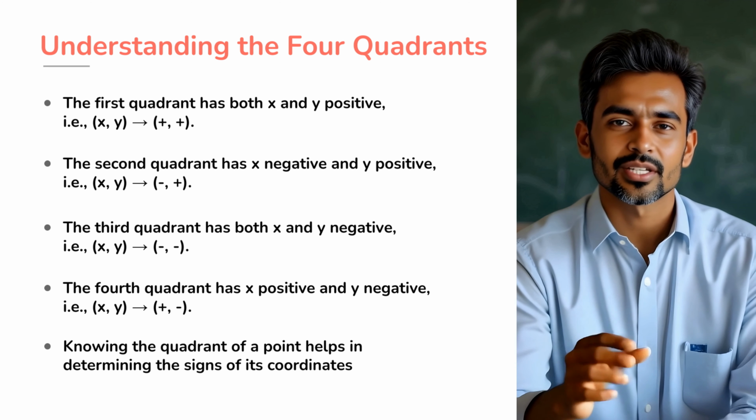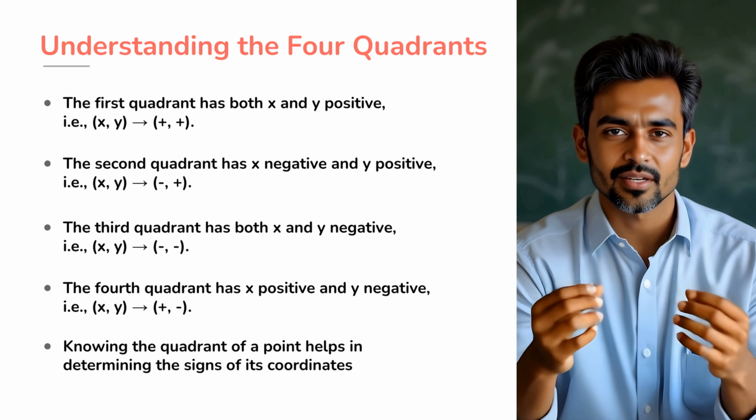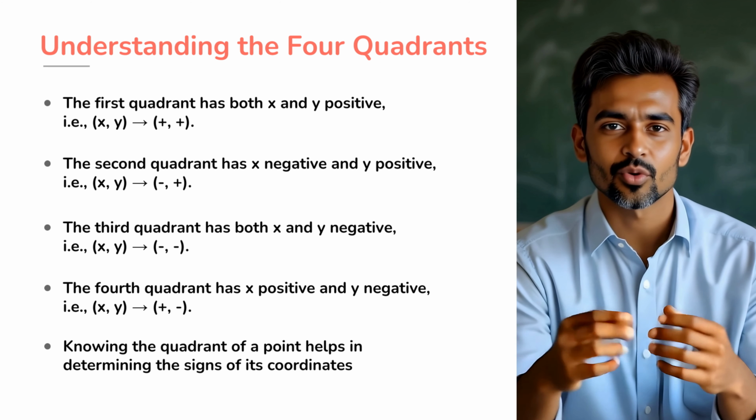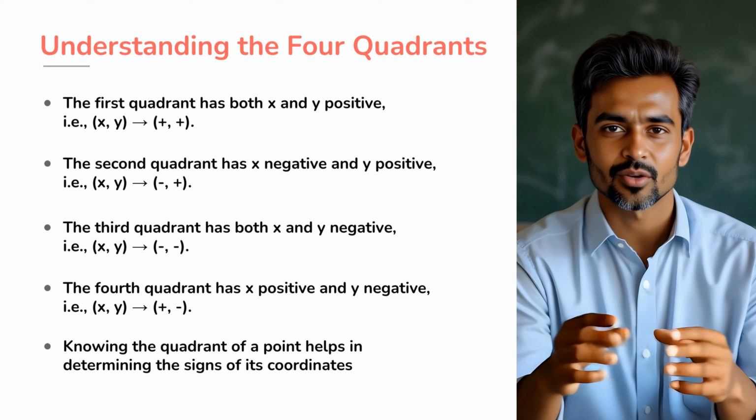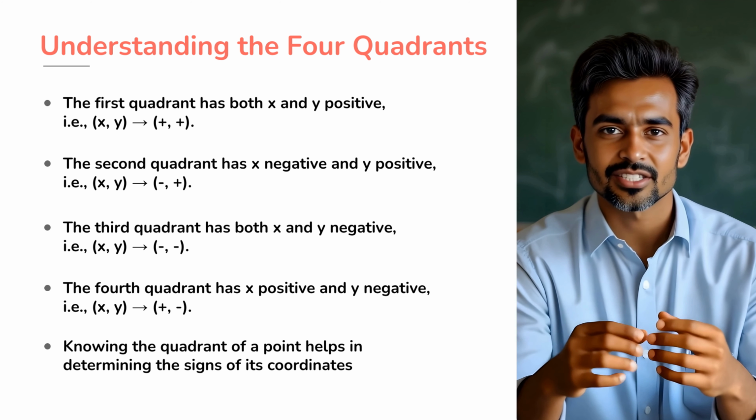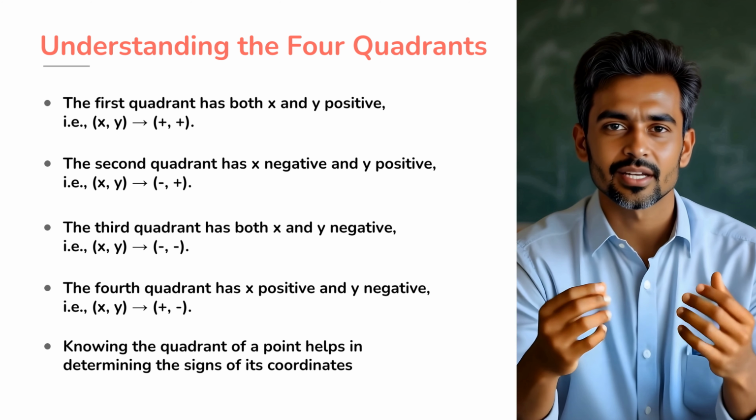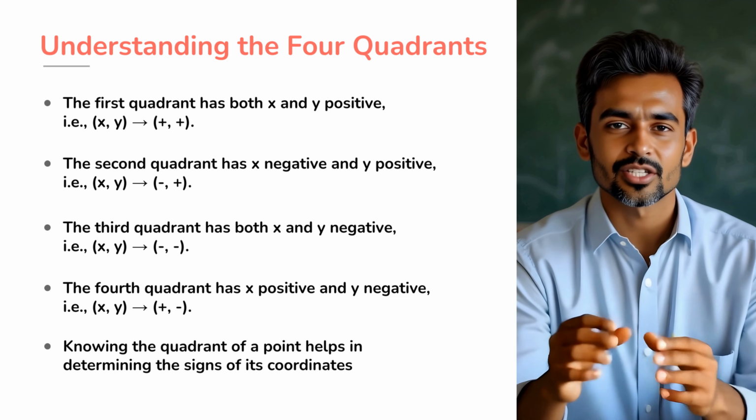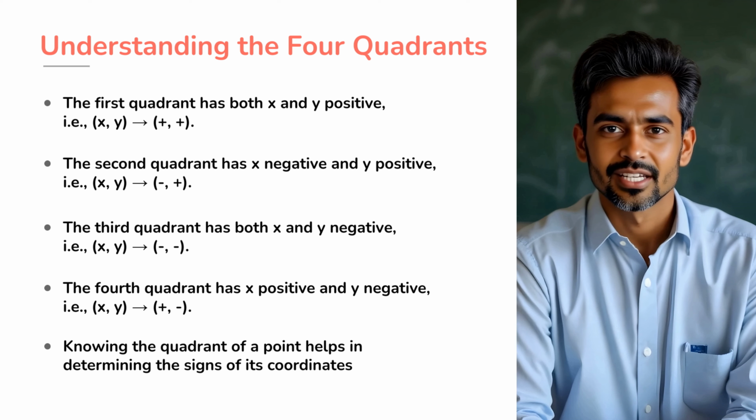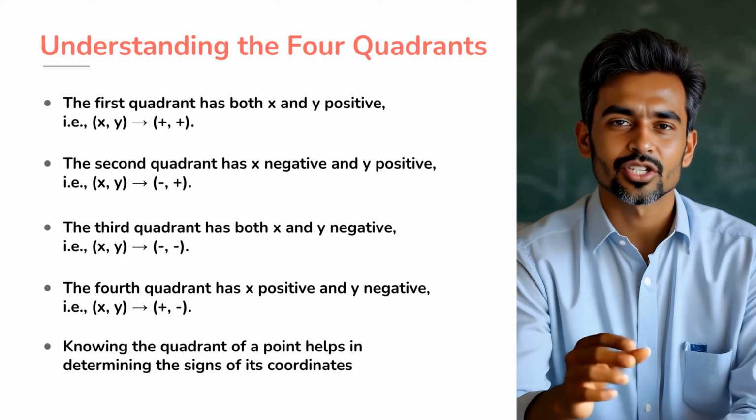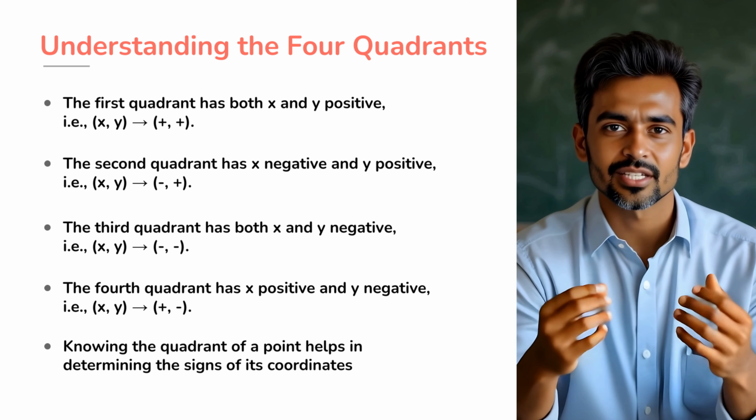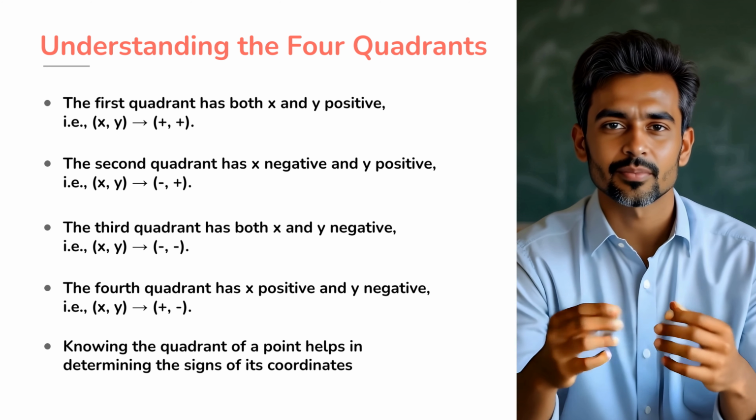The third quadrant has both x and y negative, i.e. (x, y) becomes (-, -), and the fourth quadrant has x positive and y negative, i.e. (x, y) becomes (+, -). By knowing the signs of the coordinates, we can determine which quadrant the point lies in. This is especially helpful when solving geometric problems or plotting points based on certain conditions.